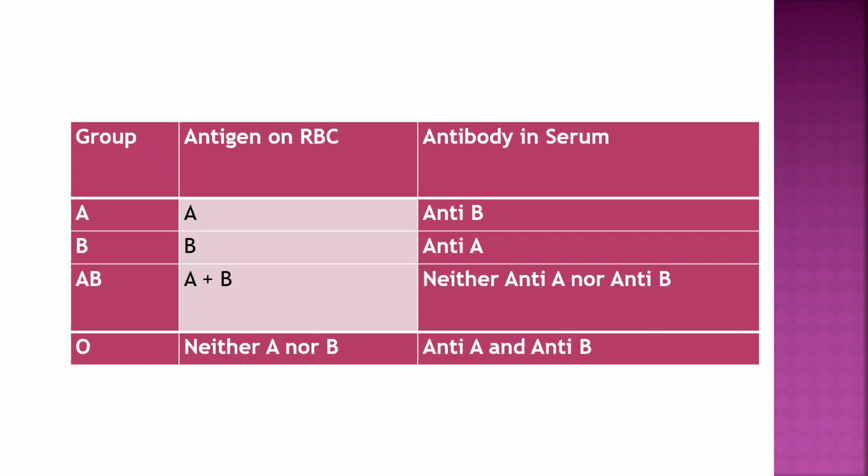In this chart you can see group, antigens present on RBC and antibodies. In A group, A antigen is present on RBC and anti-B antibody is present in serum. In B group, B antigen is present on RBC and anti-A antibody is present in serum. So the antibody present in the serum is opposite of the antigen. These anti-A and anti-B are called natural antibodies. In AB group, A and B both antigens are present on RBC, so no antibody is present in serum. In O group, neither A nor B antigen is present, so both anti-A and anti-B antibodies are present in serum.